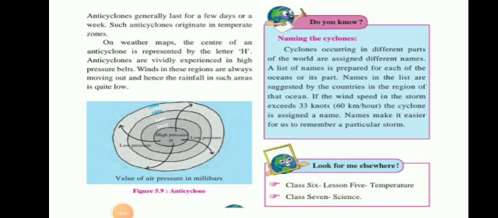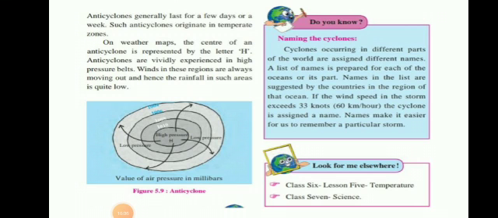Anticyclones are vividly experienced in high pressure belts. Winds in these regions are always moving out and hence rainfall in such area is quite low. In cyclones there are heavy rains, destructive rains, and in anticyclone only wind is blowing, it is not destructive and very low rainfall is there.